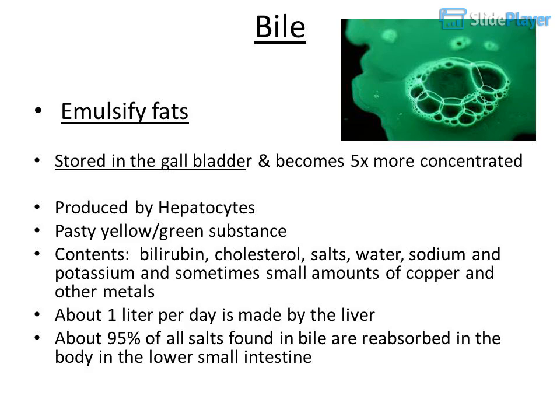Bile emulsifies fats. It is stored in the gallbladder, where it becomes 5 times more concentrated. Produced by hepatocytes, it is a pasty yellow/green substance. Contents: bilirubin, cholesterol, salts, water, sodium and potassium, and sometimes small amounts of copper and other metals. About 1 liter per day is made by the liver. About 95% of all salts found in bile are reabsorbed in the lower small intestine.